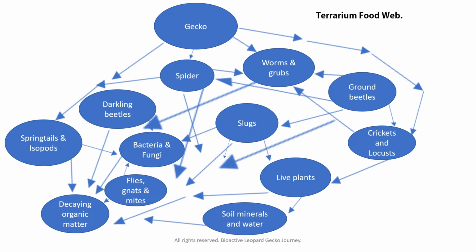So here we have a biodiverse range of plants, insects, soils, and the gecko as the primary consumer. And so they interact with each other. So for example, the spider may feed on the springtails and the flies and the mites. The ground beetle will feed on the slugs. The slugs help to contribute to the decaying matter. They feed on bacteria and fungi and decaying organic matter, as well as the live plants. So we can see that this cycle is important for the biodiversity of the terrarium.